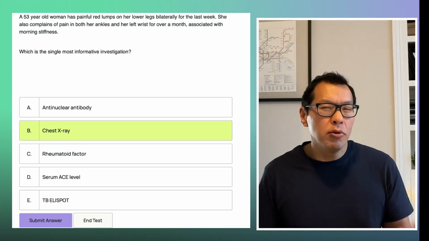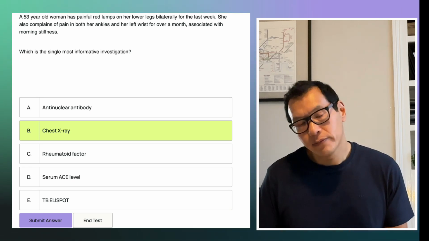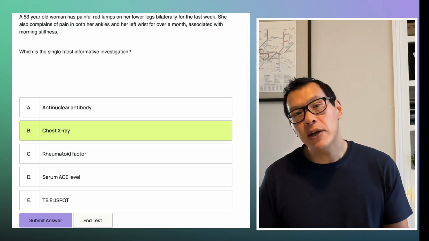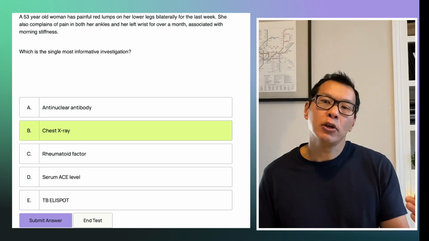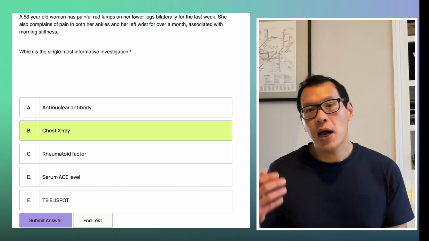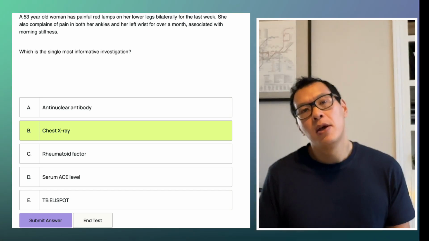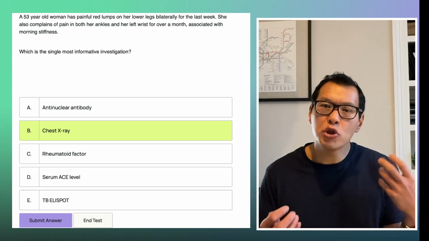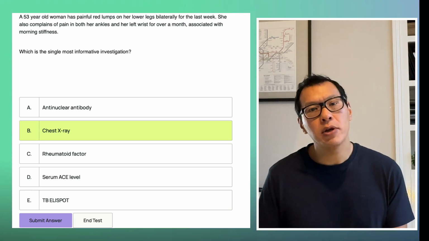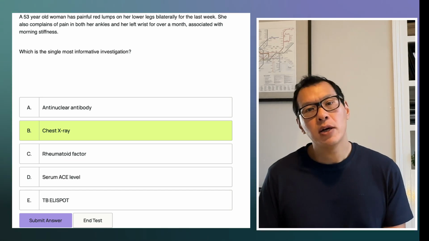Let's look at C, rheumatoid factor, RF. Yeah, rheumatoid factor can be elevated in rheumatoid arthritis, but look at the joint distribution. You've got ankle arthritis and you've got a single wrist. Doesn't really fit with the sort of symmetrical small joint distribution of the hands that you'd expect in rheumatoid arthritis. Okay, so that's not the right answer.